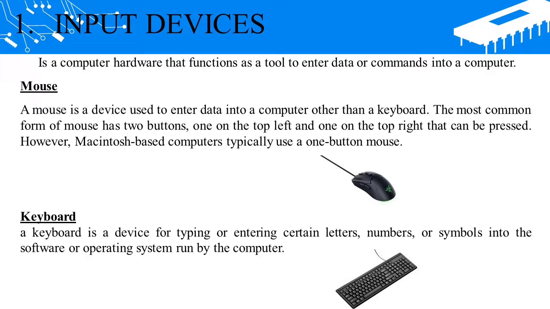Mouse. A mouse is a device used to enter data into a computer other than a keyboard. The most common form of mouse has two buttons, one on the top left and one on the top right that can be pressed. However, Macintosh-based computers typically use a one-button mouse. Keyboard. A keyboard is a device for typing or entering certain letters, numbers, or symbols into the software or operating system run by the computer.